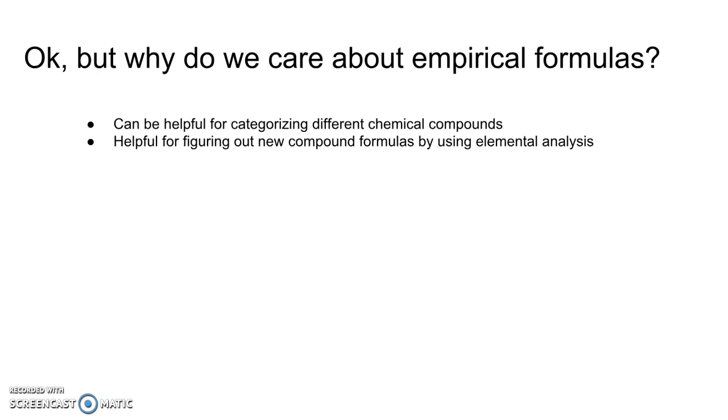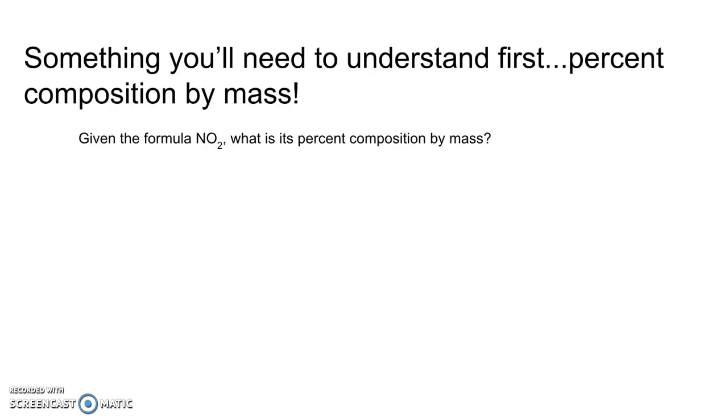And then it's also really helpful for figuring out new compound formulas. So if I'm making a new compound, and I use elemental analysis, where it tells me how much of each element I have in my final product, it's really helpful to figure out some formulas that I have. Okay, so the very first thing we have to do is actually fairly easy, percent composition by mass.